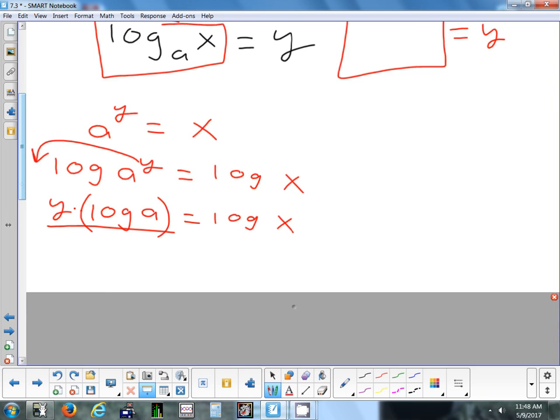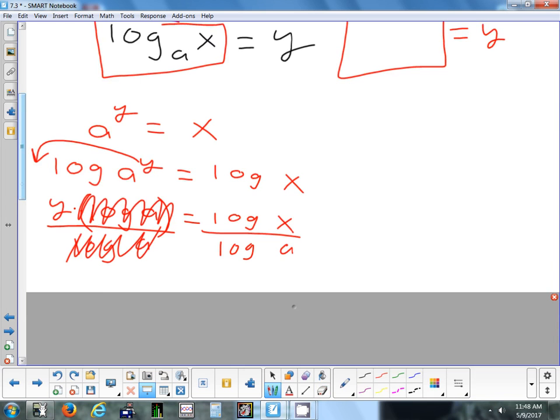So, if it was y times 3 equals 10, and you wanted to move the 3, just divide by the number that's next to y. In this case, the number next to y is log a. So divide by log a. Riley, what cancels on the left? The log a. What's the only thing that's left?